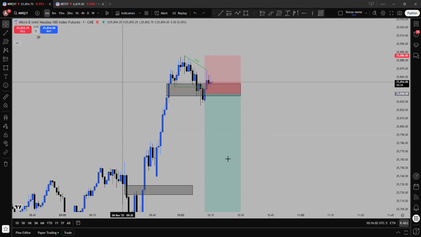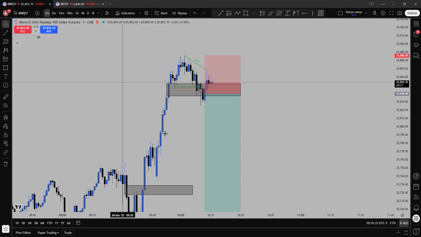Let me see. 558 and 50 cents. So if it doesn't go well, it's not a problem. Let me just set my take profit. Alright, my take profit is basically $2,350.